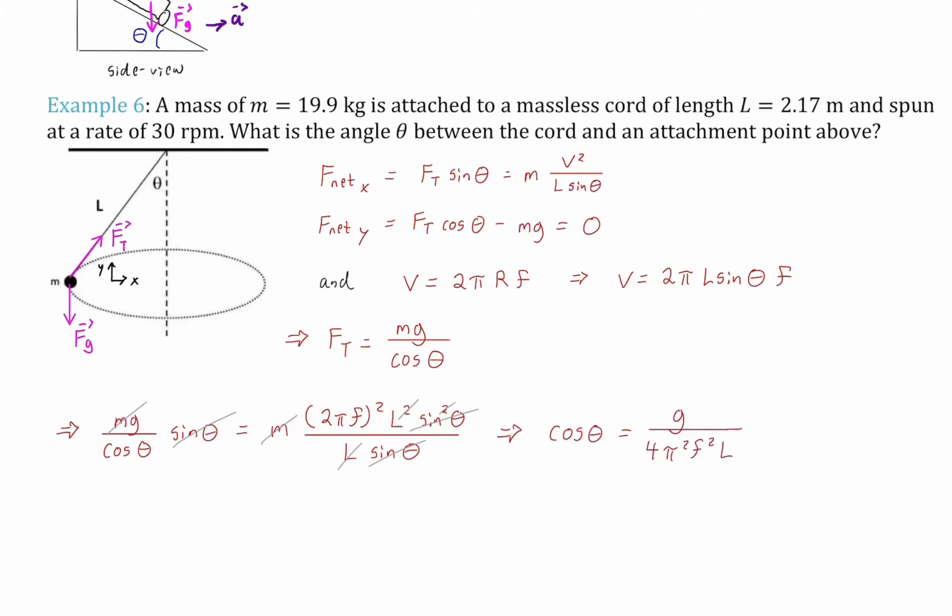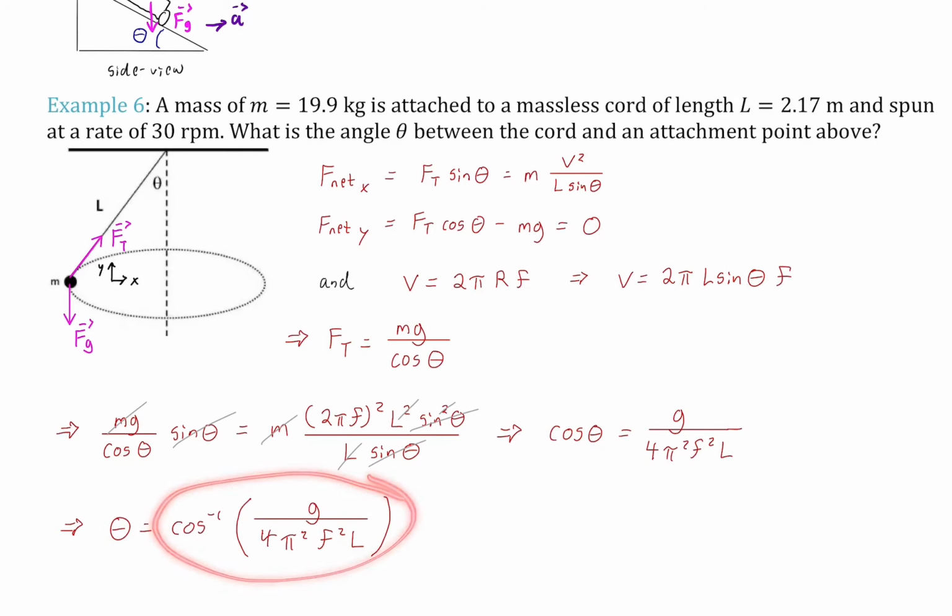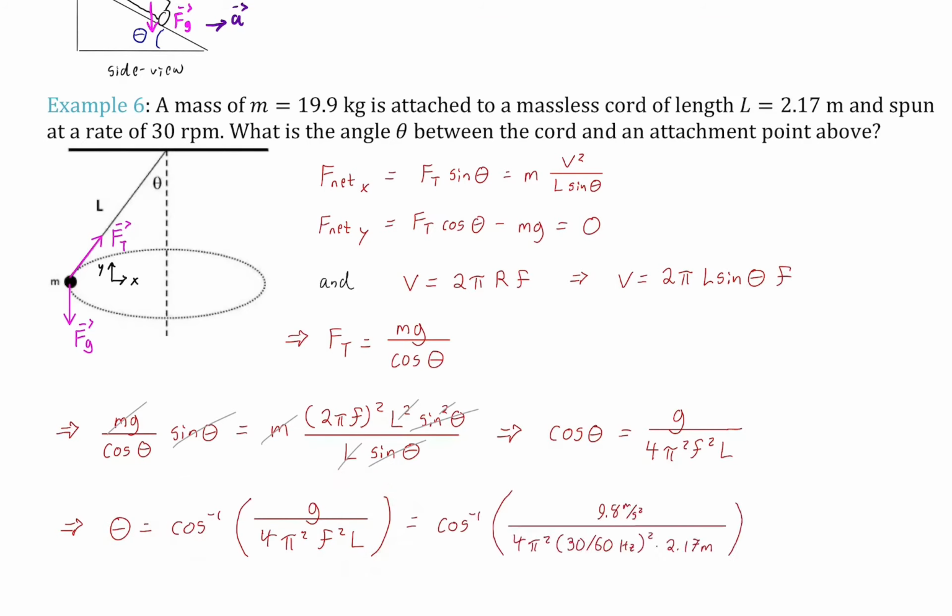Okay, so when we cross multiply and isolate our cosine theta, we find that it's just g divided by 4 pi squared frequency squared times length. Then I just want to isolate the theta, so I'll take cosine inverse of all the things that didn't cancel. So I have my gravity, 4 pi squared, and I convert my frequency over to hertz, which is revolutions per second, because I was given revolutions per minute.